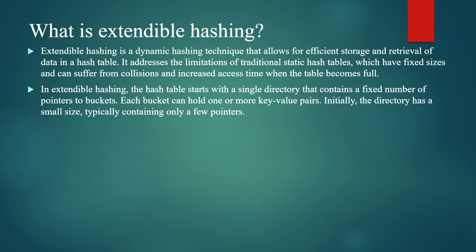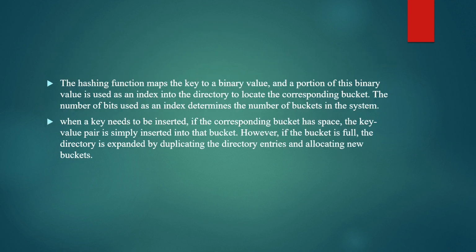In extendable hashing, the hash table starts with a single directory that contains a fixed number of pointers to the buckets. Each bucket can hold one or more key value pairs. Initially, the directory has a small size. So in the beginning, it will have a small size, typically containing only a few pointers. So this is about extendable hashing.